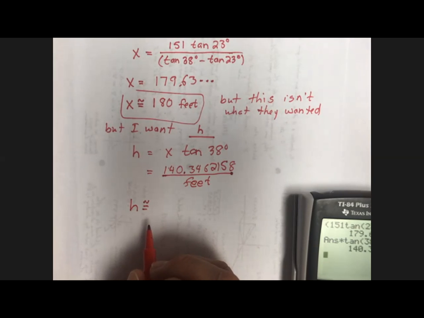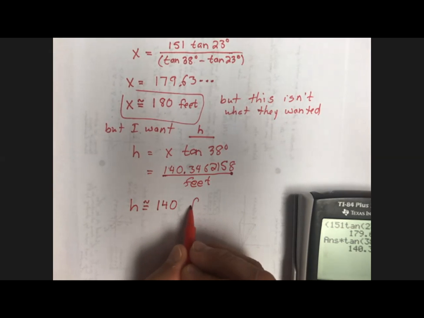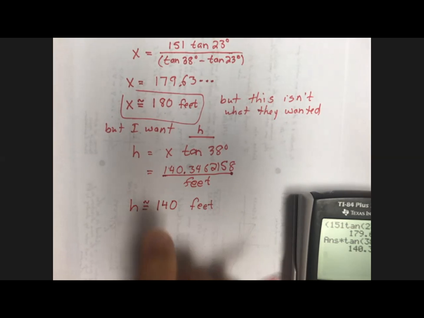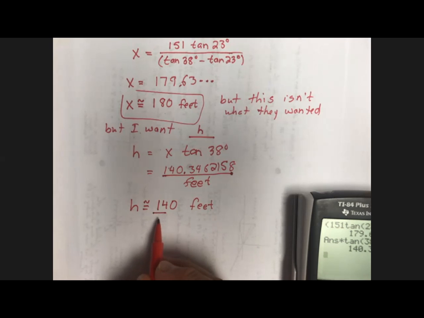I'll show you that because, yeah, that's probably what happened. So let me show you that just a second. So what I can say to people is that building is about 140 feet tall. Could be 141, could be 140 and a half, could be 139. But I am very confident that it's to the nearest 10 feet, 140 feet.